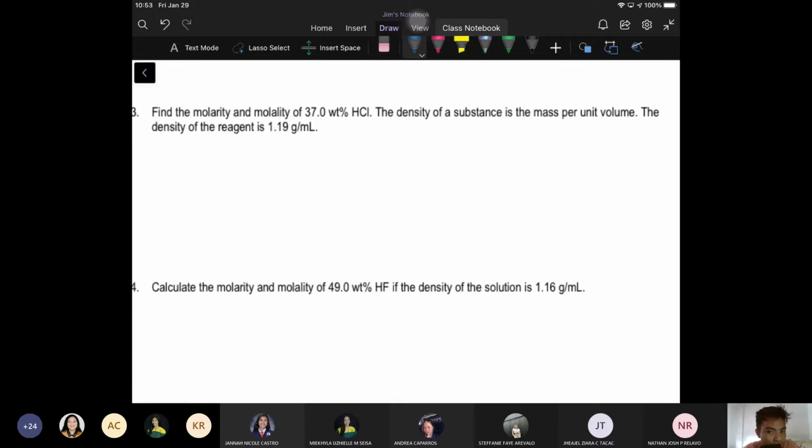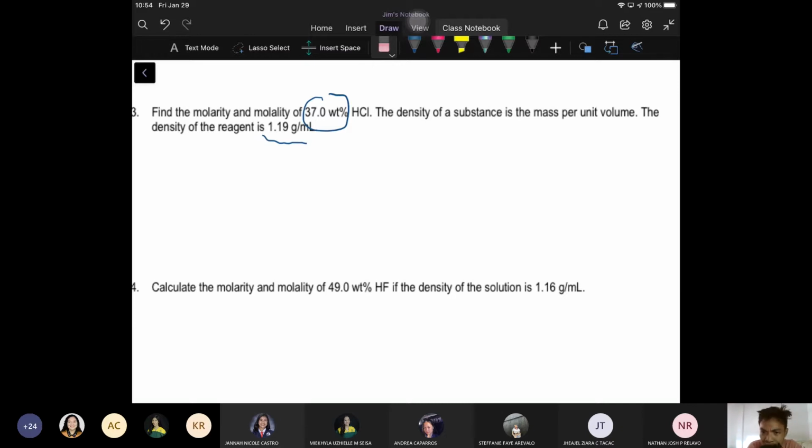Ano yung kailangan sa problem? Gagawin daw natin siyang molarity and molality. Ano yung gagawing molarity and molality? Yung 37% weight. Okay? Given yung density ay ito. So, dalawa lang yung given. Percent weight and yung density. And from those two info, kukuha tayo ng molarity and molality. So, ano yung pinaka-ginagawa natin dito? Ano yung pinaka-sense ng ginagawa natin dito?